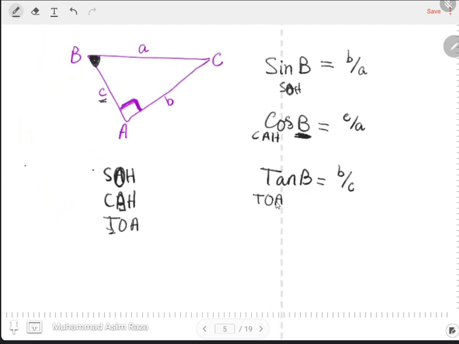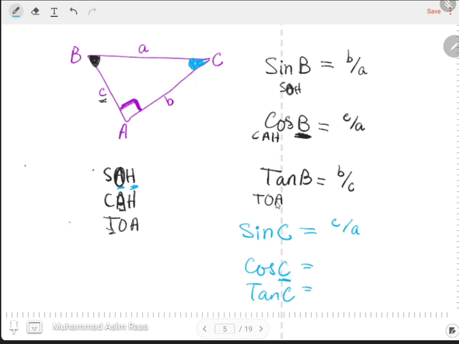Similarly, the examiner can also say, using the same triangle, find out what is sine C, what is cos C, and what is tan C. So for sine C, because this is the angle C now, opposite of C is C. Sine is opposite over hypotenuse, so it will be C over A.